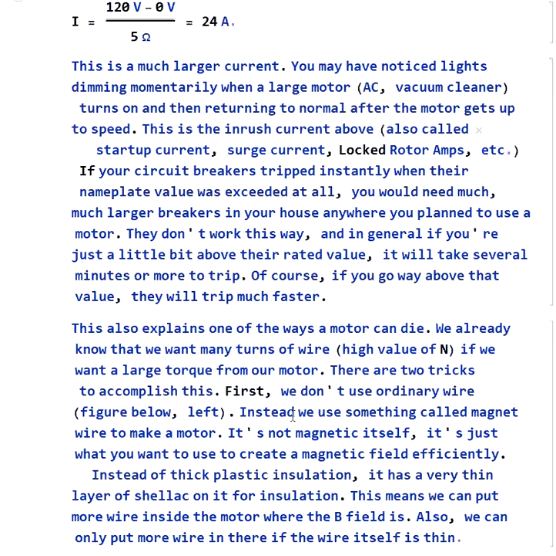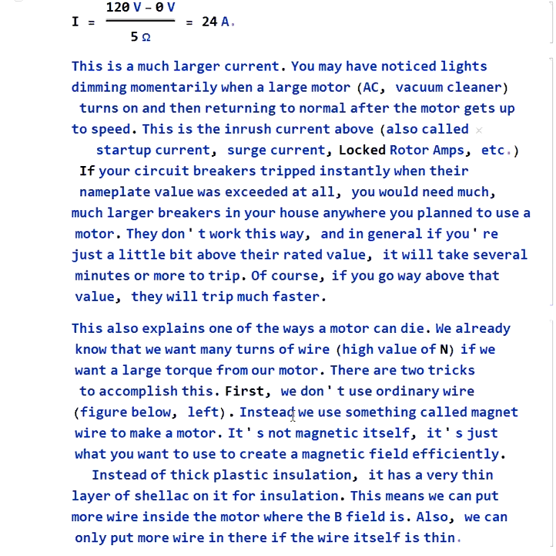You may have noticed that if a large motor like your air conditioner or vacuum cleaner turns on, the lights dim momentarily, and then they come back to normal after the motor gets up to speed. This is because of what's called the inrush current, or the startup current, the surge current. You see it printed on motor nameplates sometimes as LRA, which is locked rotor amps. All of that says how much current it will use when you first turn it on.